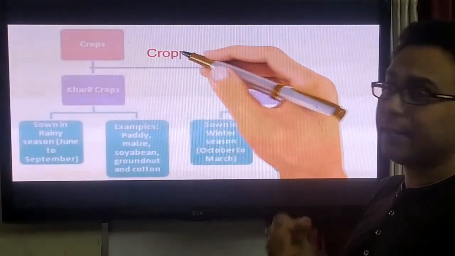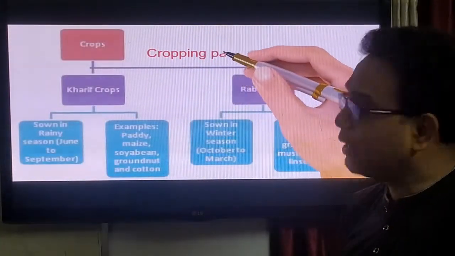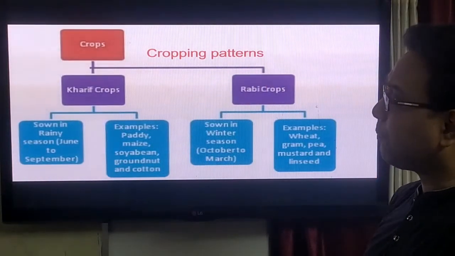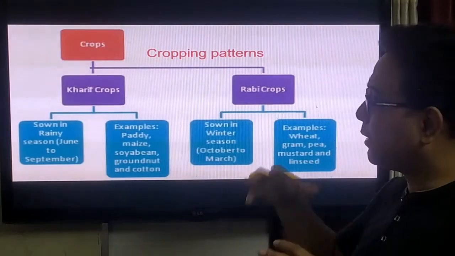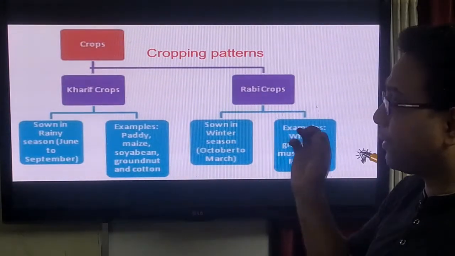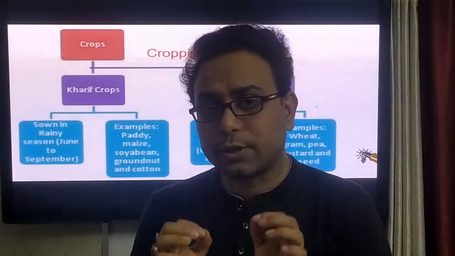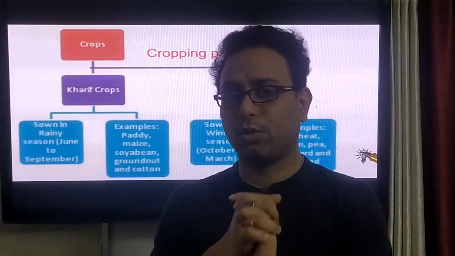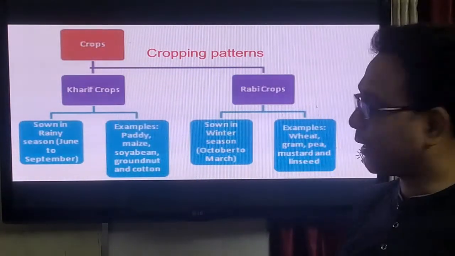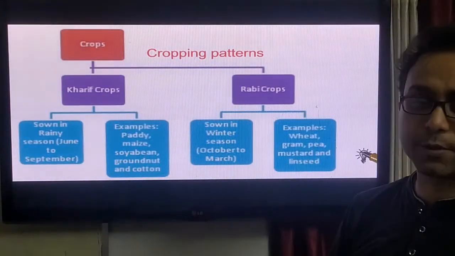Now, there are different types of crops, right? So now we discuss the cropping patterns. One is the kharif crops, another is the rabi crops. But what is the difference? That is a very important question in your board exam. Number one, the kharif crops. Another one is the rabi crops.